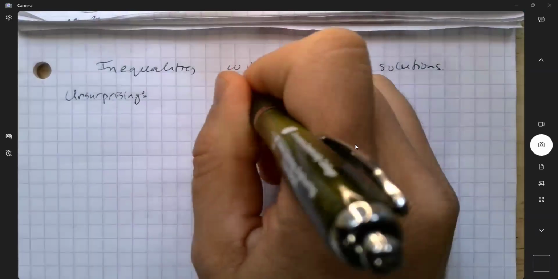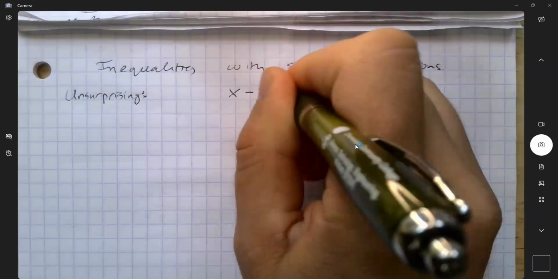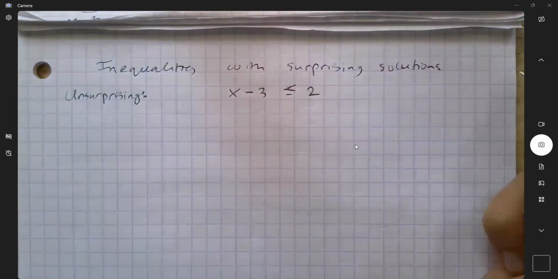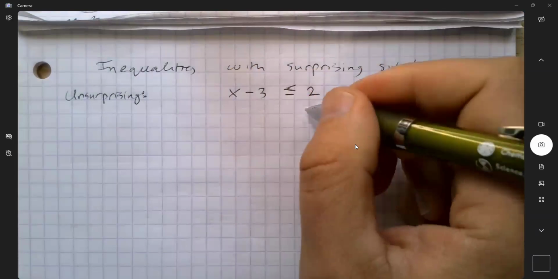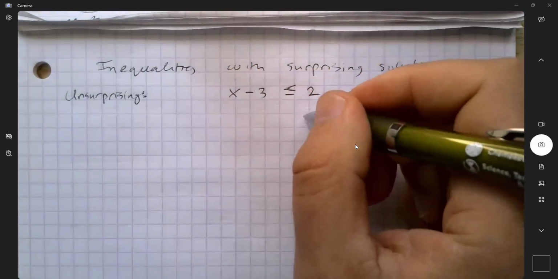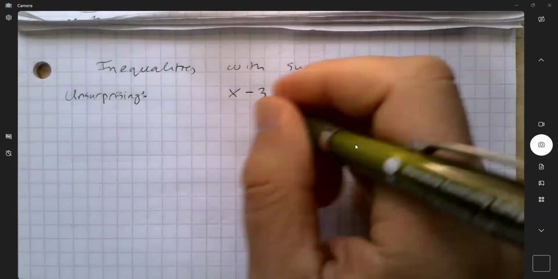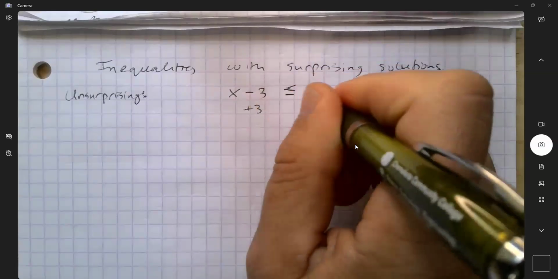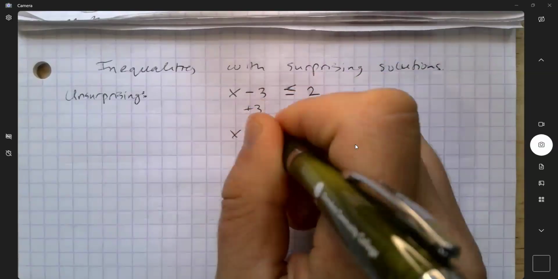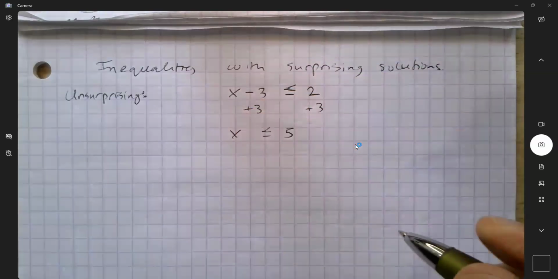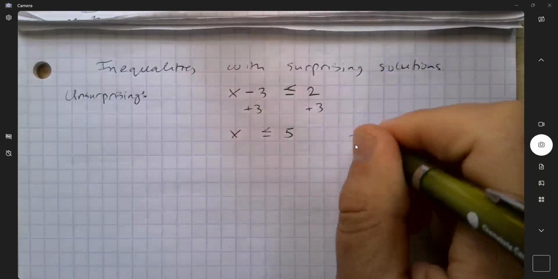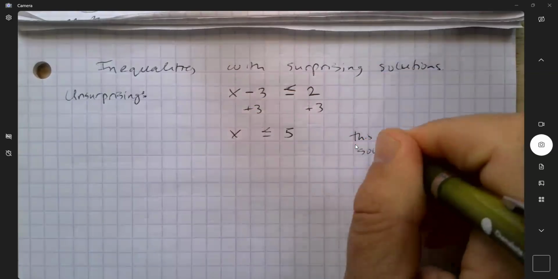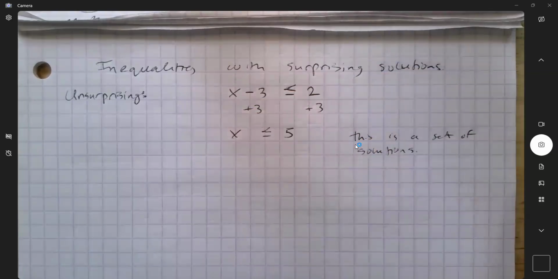Let's look at x minus 3 is less than or equal to 2. If we solve the equality first, we could answer it. But this one to me is simple enough that we can just do that one arithmetic operation and get that x has to be less than or equal to 5. Okay, this is a set of solutions, but it's not surprising.